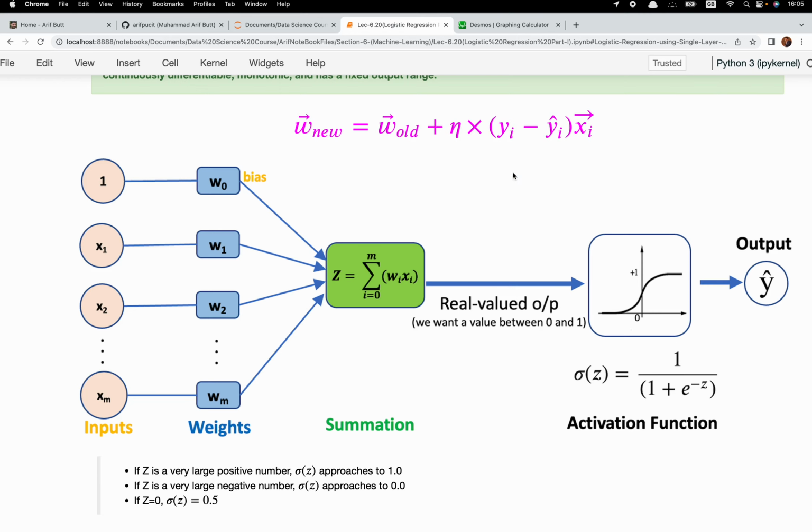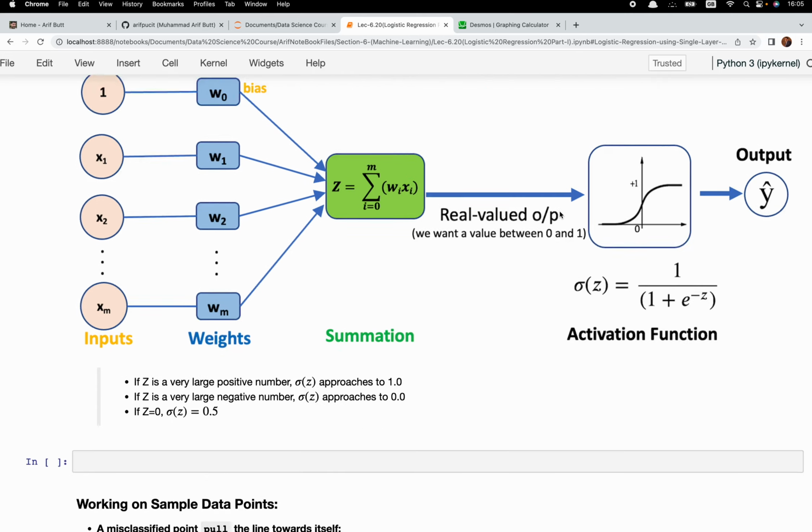That is, now this yi minus yi hat will not be 0 even for the correctly classified points. Since the output y hat now ranges from 0 to 1, we can interpret it as probability.